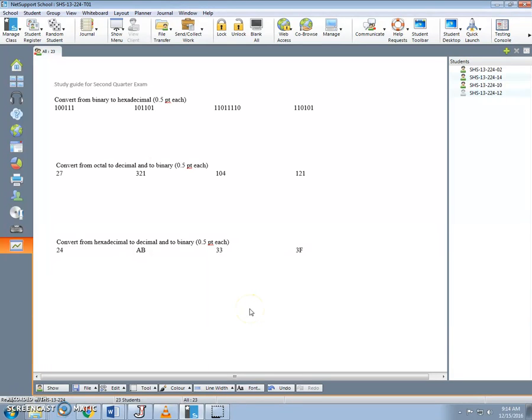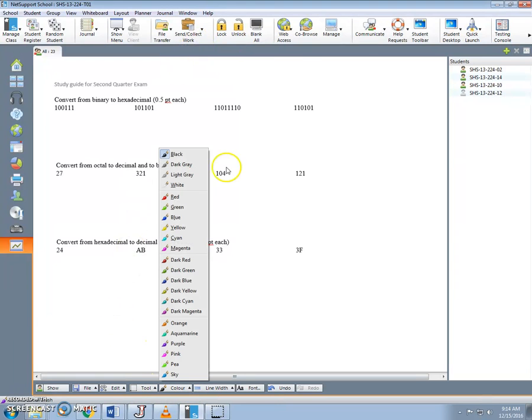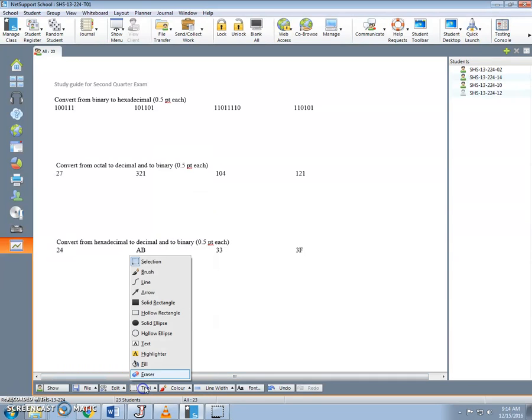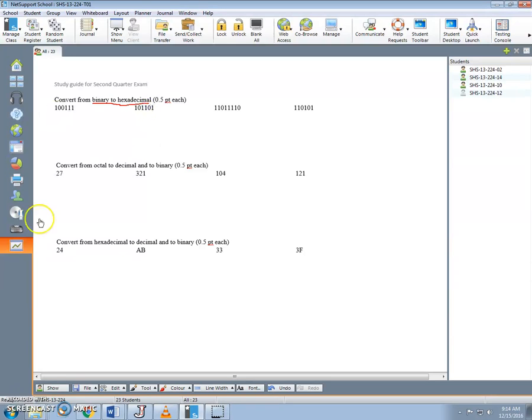Okay, so here's our section on number conversions. All right, I'm gonna go ahead and write in red because that's gonna be a very clear color. All right, so let's go and do this. In case you haven't learned conversions by this point, hoping you have, but here it is. The first one that the exam asks you to do is binary to hexadecimal.